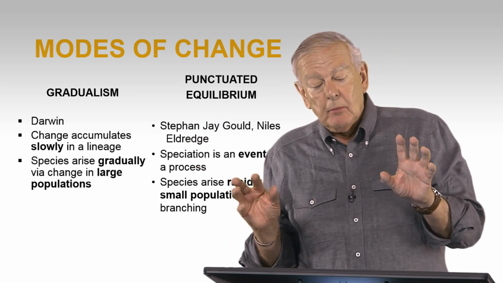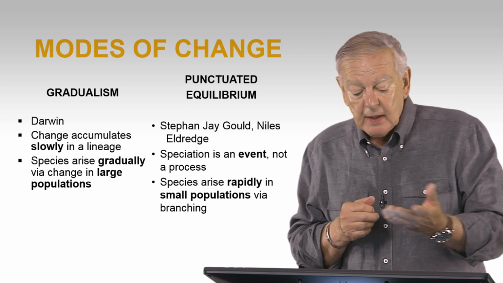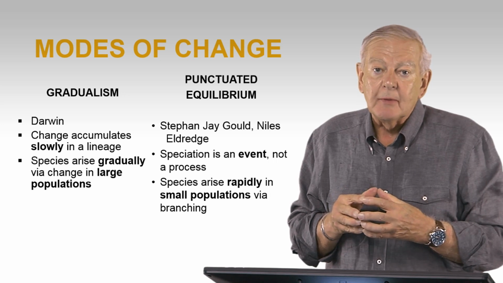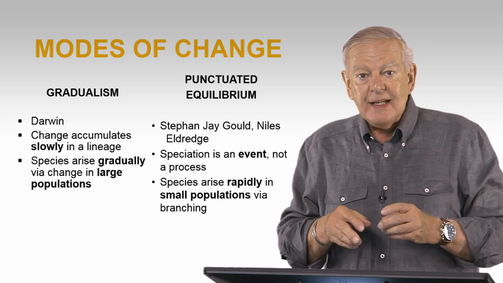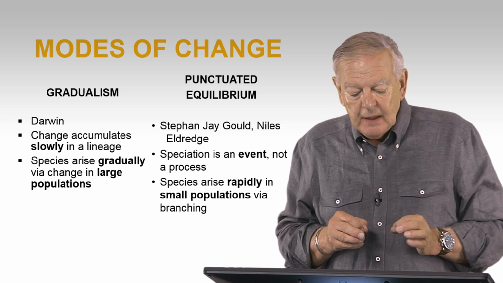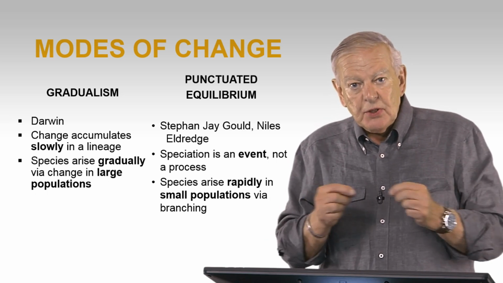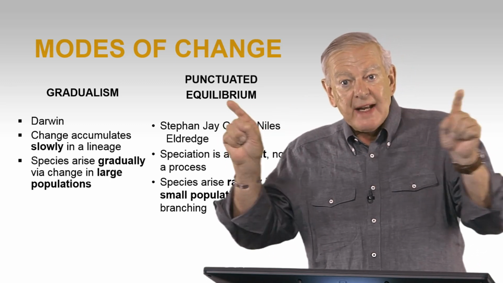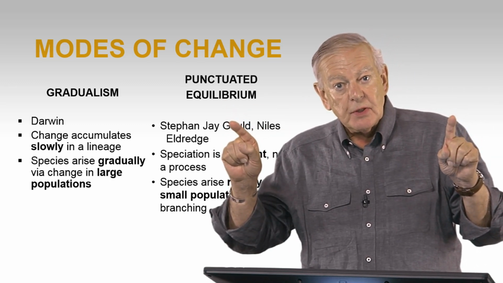Punctuated equilibrium, which was articulated by the late Stephen Jay Gould and Niles Eldredge of the American Museum of Natural History, said that it is an event. It's not a process. That species arise rapidly in small populations with branching and always produce two species.